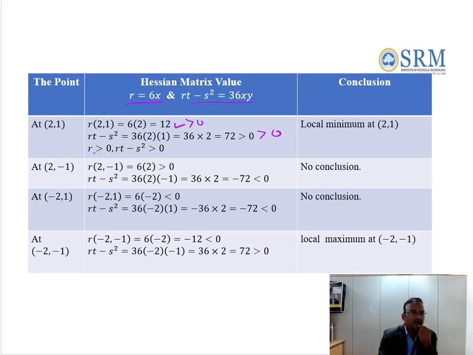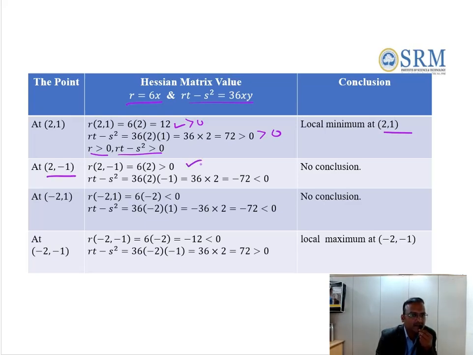Therefore r is greater than 0 and rt minus s square is greater than 0, so it satisfies, or in other words, the Hessian matrix is positive definite, hence the function attains the minimum value at the point (2, 1). This is called a local minimum. Why? Because we are using the first derivative test. Therefore, this is a local minimum.